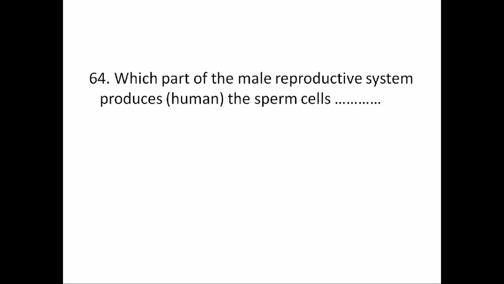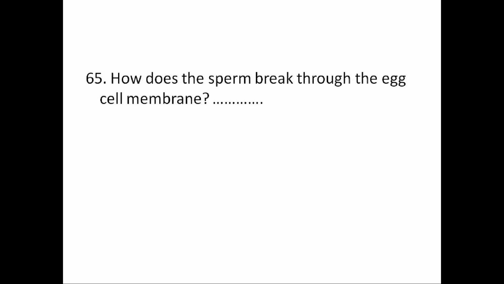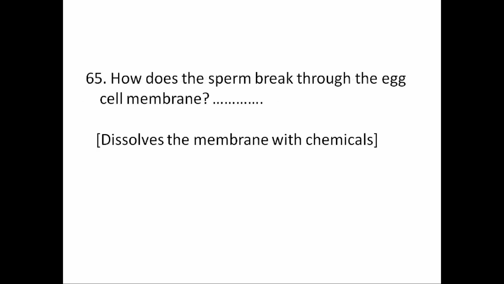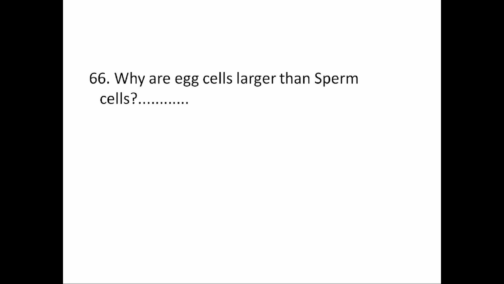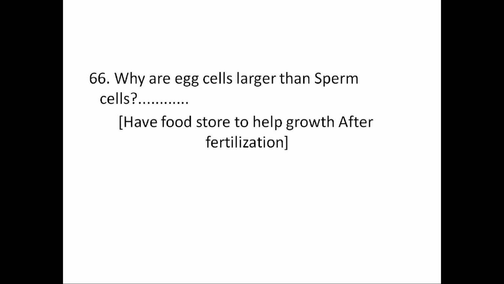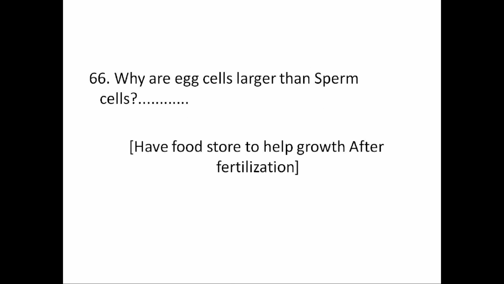Which part of the male reproductive system produces the sperm cells? Seminiferous tubules. How does the sperm break through the egg cell membrane? Dissolve the membrane with chemicals. Why are egg cells larger than sperm cells? Have food stored to help growth after fertilization.